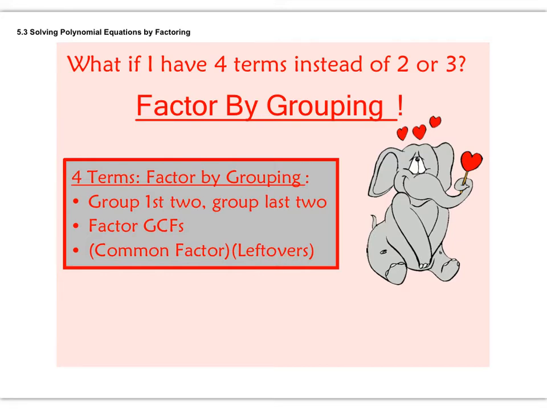The mistake most people make on this is that a lot of times they won't keep going. They'll group them and factor out a GCF, and then they stop for whatever reason. So let's go ahead and go through this, and I'll talk you through as we go.